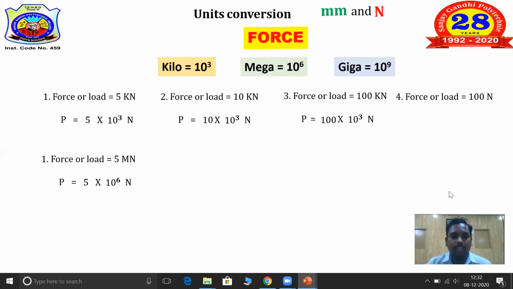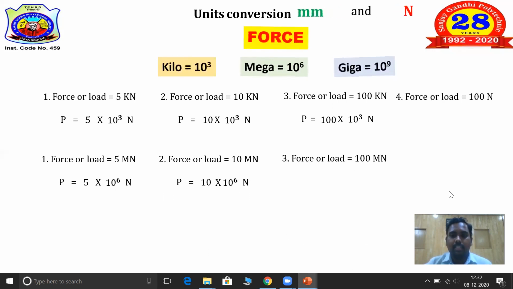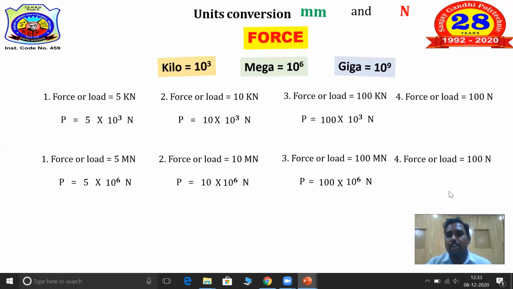Very simple. Next example is force or load equals 10 meganewton. Force or load is nothing but P is equal to, and 10 as it is. In between 10 and mega there is nothing, so I'll put a multiplication symbol. Then mega is nothing but 10 power 6. Then Newton as it is. Next, force or load equals 100 meganewton. So you can solve it very easily. Next is force or load equals 100 Newton. Since it is in Newton, there is no need of conversion.